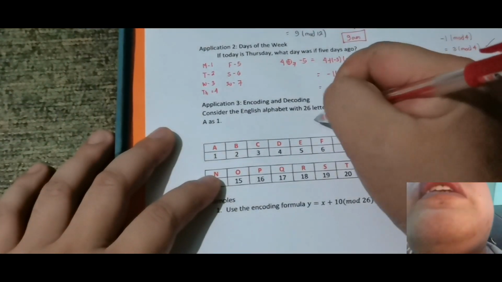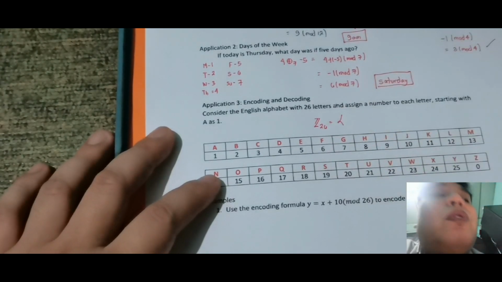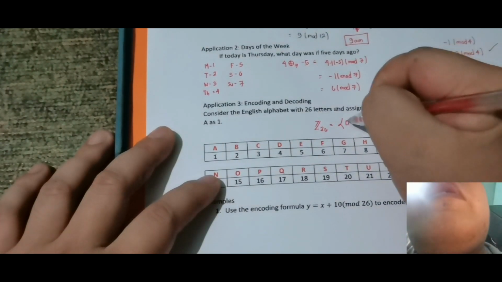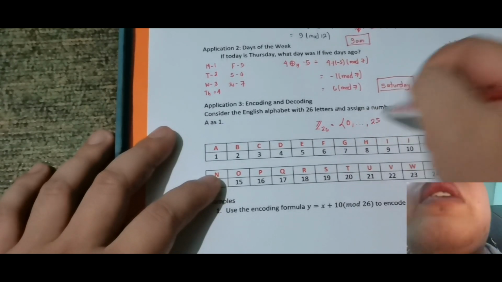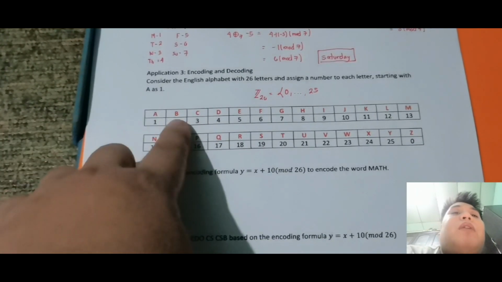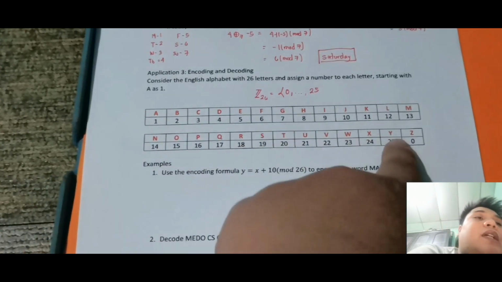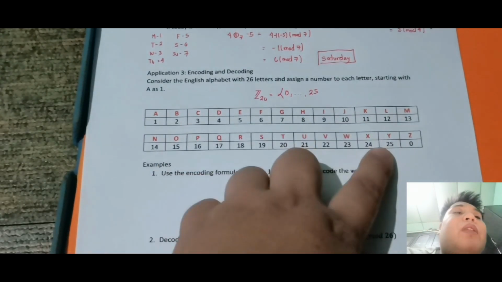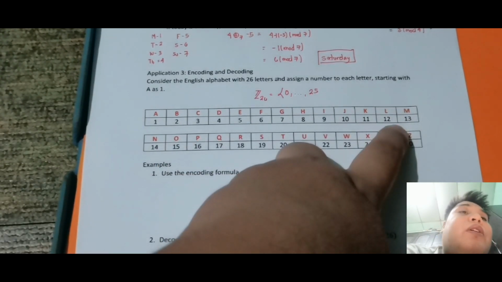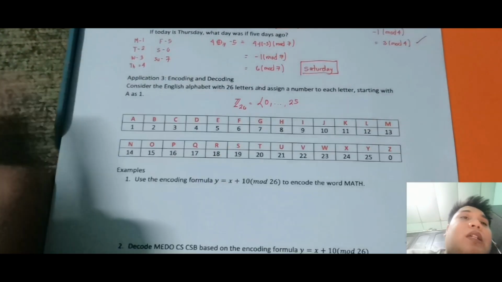Gagamitin natin yung idea ng C sub 26, kaya dapat mag-start siya sa 0 up to 25. Ang ginawa dito, A ay i-represent natin as 1, tapos mapupunta yung 0 sa dulo. Kunyari, A is 1, B is 2, C is 3, S is 19, and Z is 0. Y is 25, siya yung pang-25 na letter, then yung pang-26 na letter, that is 0, yung ating Z. So again, that is our numbering, yan yung assign natin na number sa kanila.